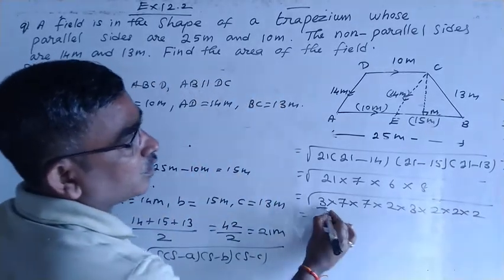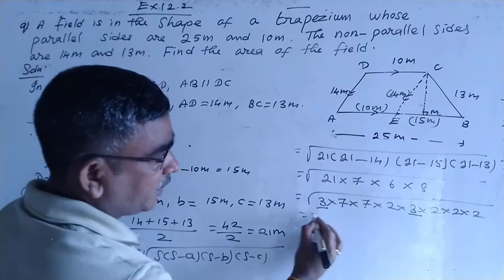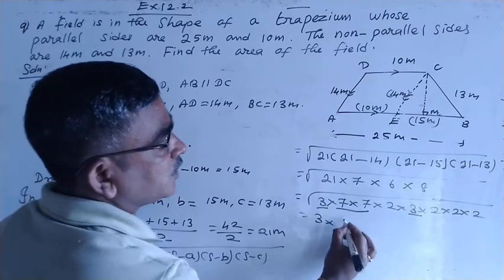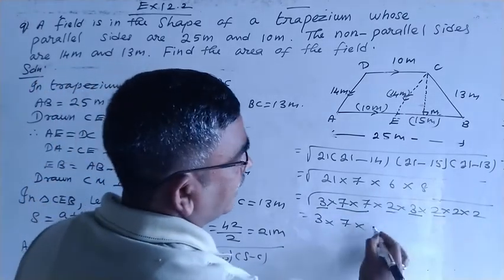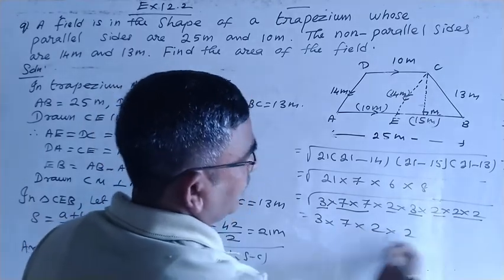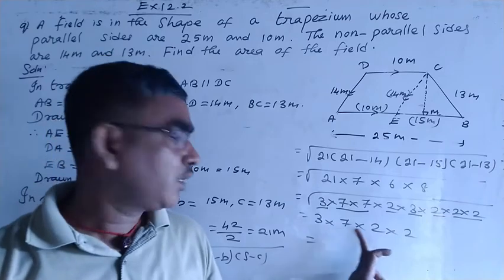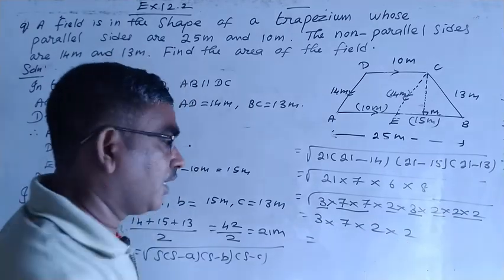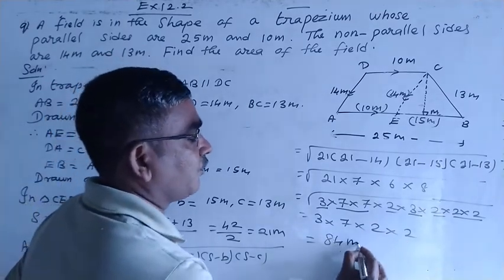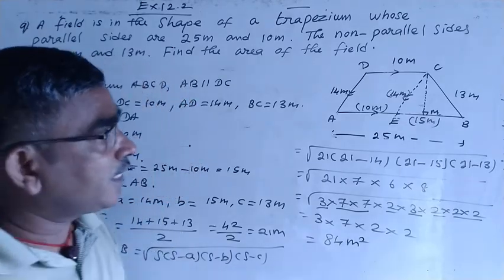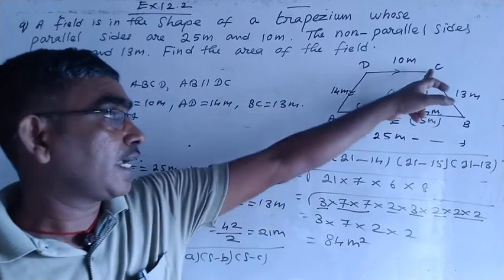Let's take now 2 3s as a pair. So 1 3. 7 as a pair. 1 7. 2 as a pair. Again 2, again 2 as 1 pair. So it is a perfect square. So 3 7s are 21. 21 4s become 84 meter square. So this is the area of the triangle CEP.